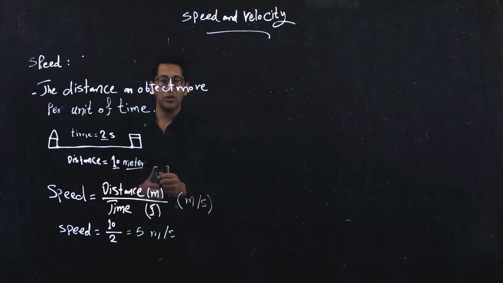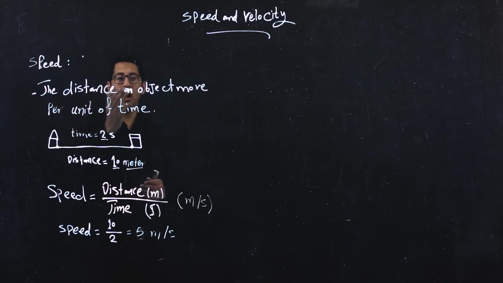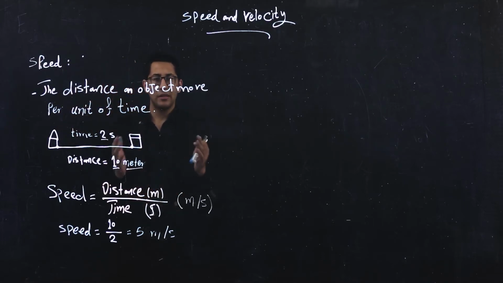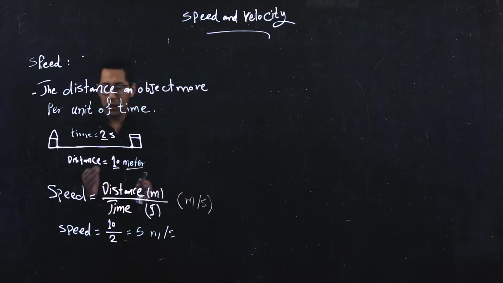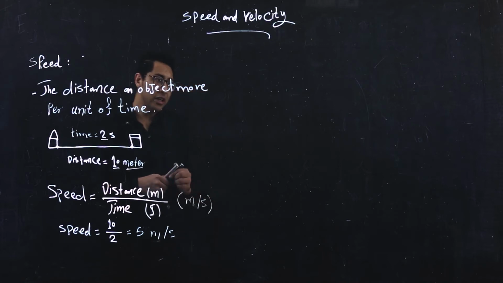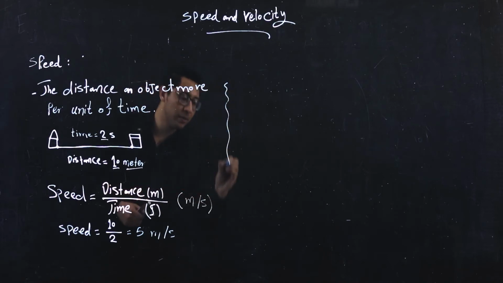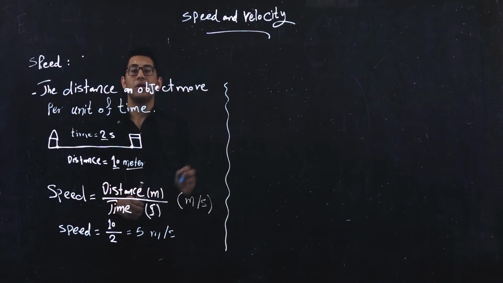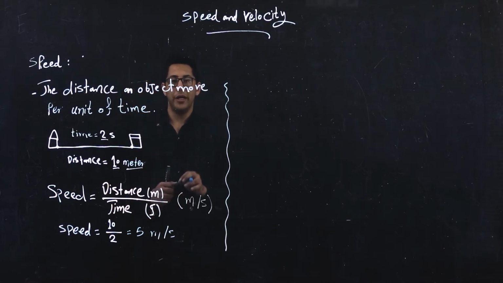So now we understand how we can calculate the speed. Speed is the distance an object moves per unit of time. The equation of speed equals distance divided by time, and the measurement unit of speed is meter per second. Let's talk about another form of speed. There's something else I want to talk to you about while we are on the speed topic. I want to tell you about the average speed.